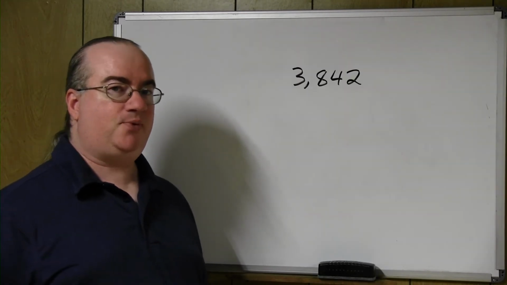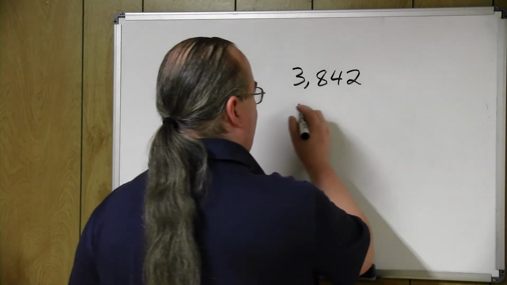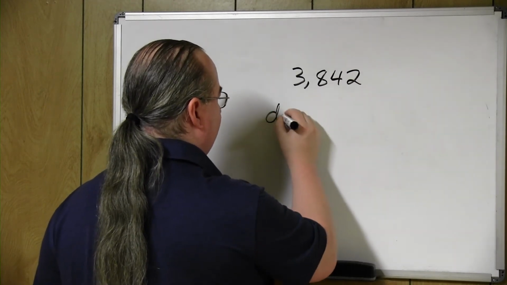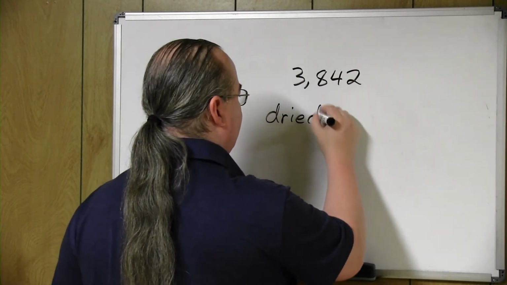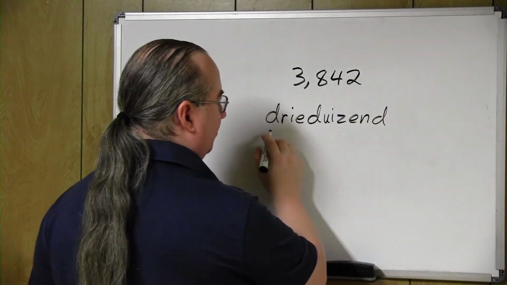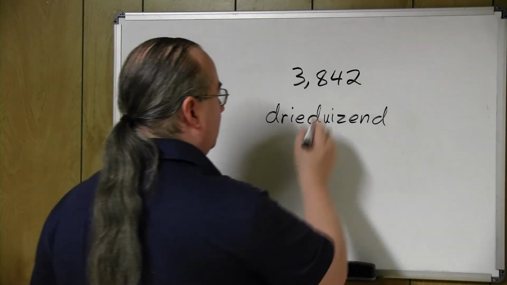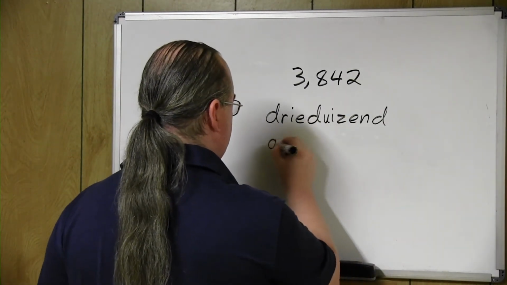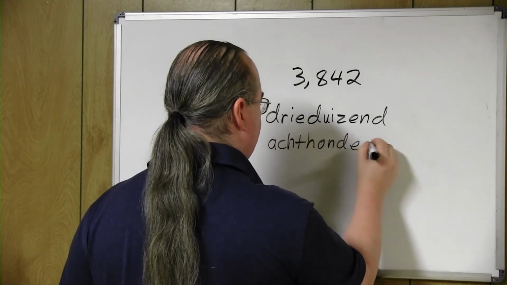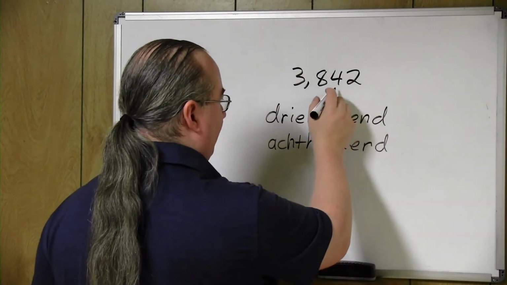So this one's going to be a pretty big number on the board, but let's break it down slowly. 3,842. So 3,000. Remember, this is going to be just like the hundreds, so 3,000 is one word, just like 300 would be one word. And then 800, same thing, make it all together as one word. And then 42.